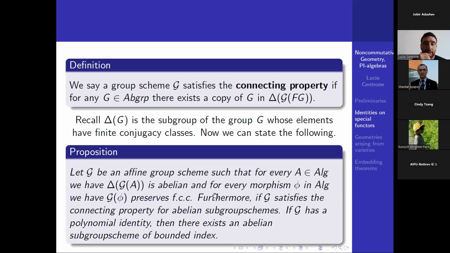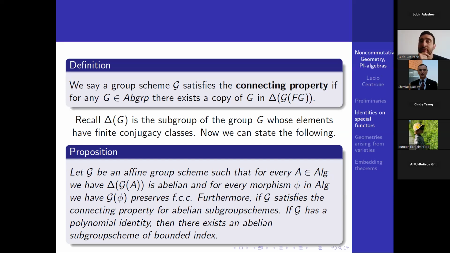And we have the proposition here. If you have an affine group scheme satisfying the gluing property, then you have the analog of Passman's result in this case. So you have here the complete result. You require this group here to be abelian, and even more, for morphisms, you have that this affine group scheme preserves the finite conjugation class. So if it satisfies the gluing property for abelian subgroup schemes, then you get the analog of Passman's result.